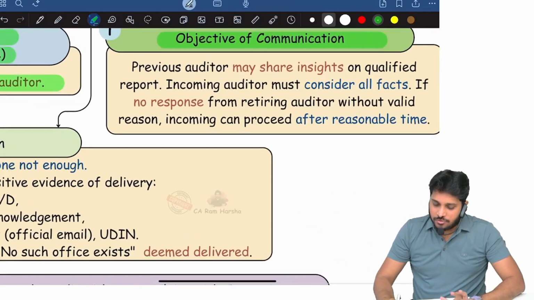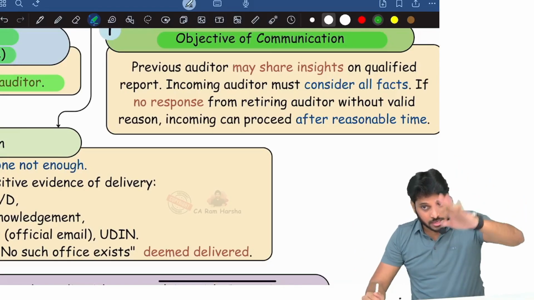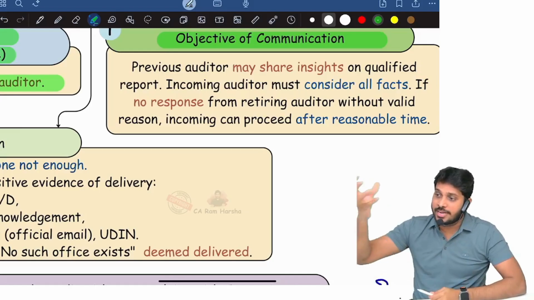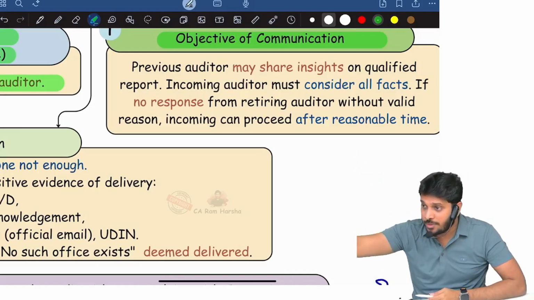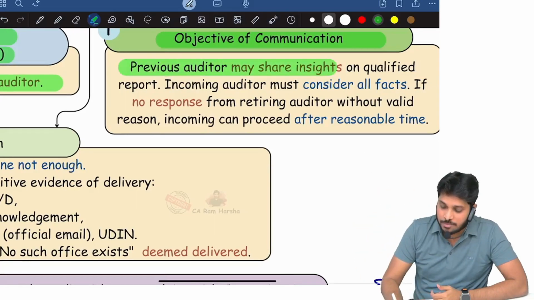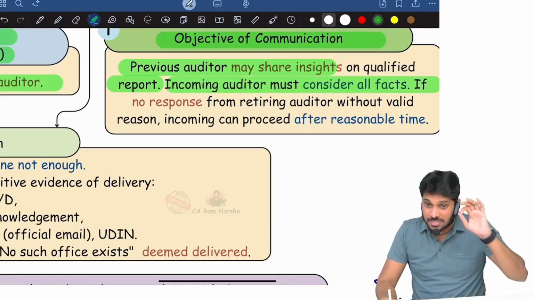What is the objective of communication? Why do you need to communicate? Okay, reasons I understand: courtesy and all that. But apart from that, by communicating with the previous auditor, you will get to know how he was treated by the client and what complications are involved in this engagement. The previous auditor may share insights on a qualified report, modified report, all that. The incoming auditor must consider all the facts.